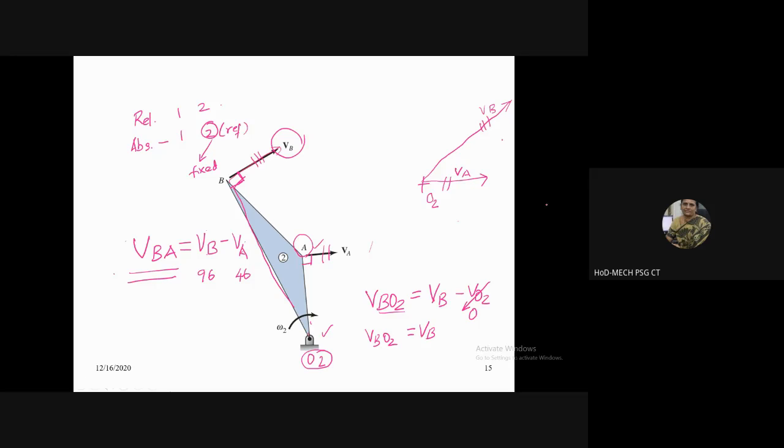Then the third side of the polygon, which is called the velocity polygon, this third side gives you the velocity of B with respect to A.